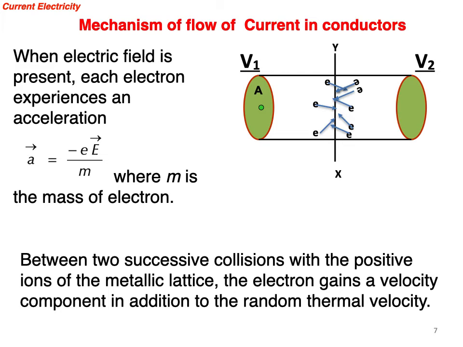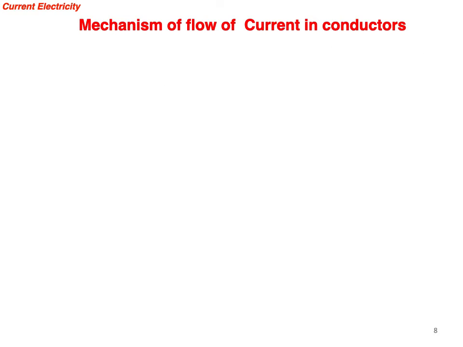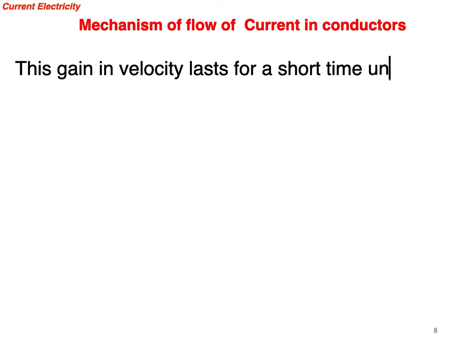An electron is free. We are talking about free electrons. It undergoes collision with a particular ion. After that it is free. During this free time, it gains an additional velocity component in the direction of acceleration. Let us see how much is it. The gain in velocity lasts for a very short time, and the additional energy gained is lost in the subsequent collision.